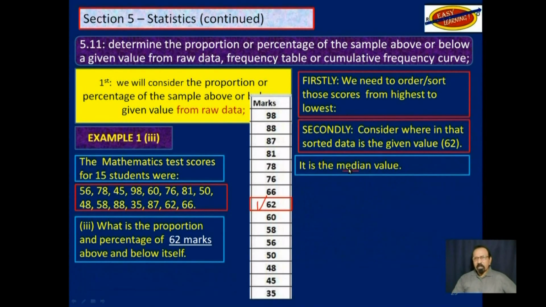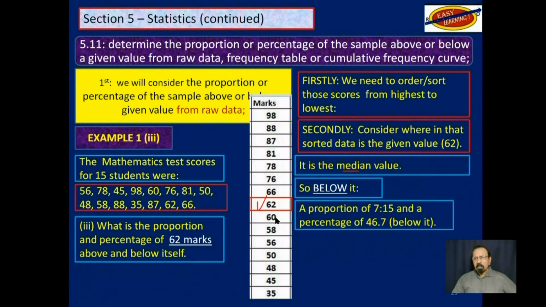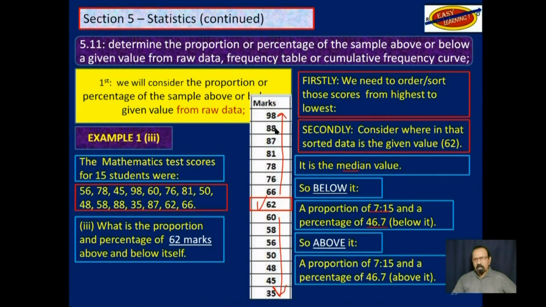Now let's consider 62, which is here. Now it is actually the median value. So below it, you have this 7 out of 15, which is 46.7%. And above it, you have those 7 out of 15, which is 46.7%. It is the median.